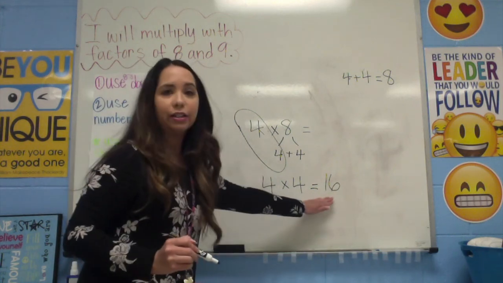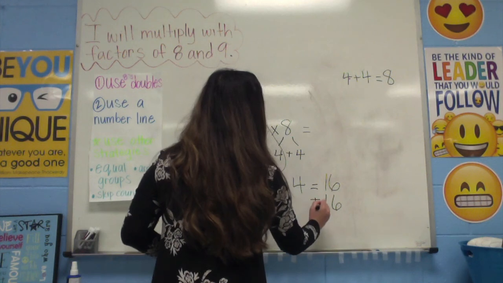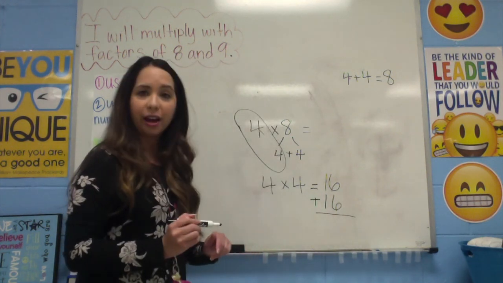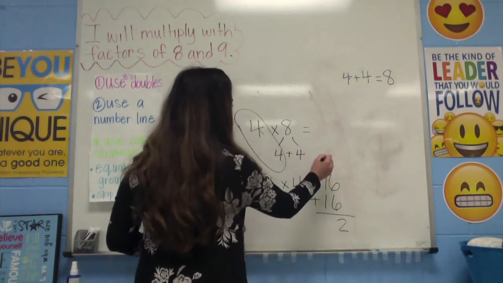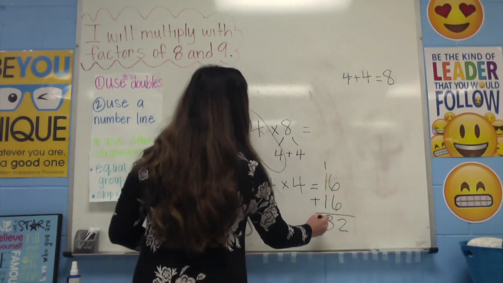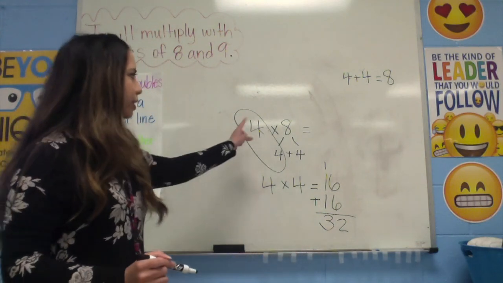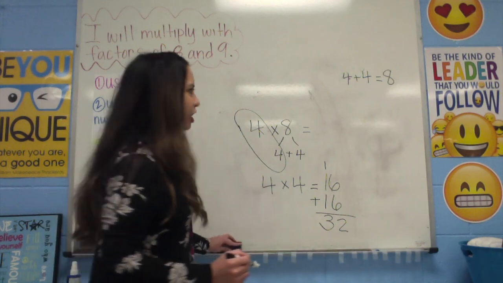You double that answer. Okay, I'm going to rewrite it underneath it. And then you add the doubles. 6 plus 6 ones is 12 ones. I must regroup. 1 plus 1 plus 1 ten is 3 tens. So you guys, 4 times 8 equals 32. And that's how you use the double strategy.